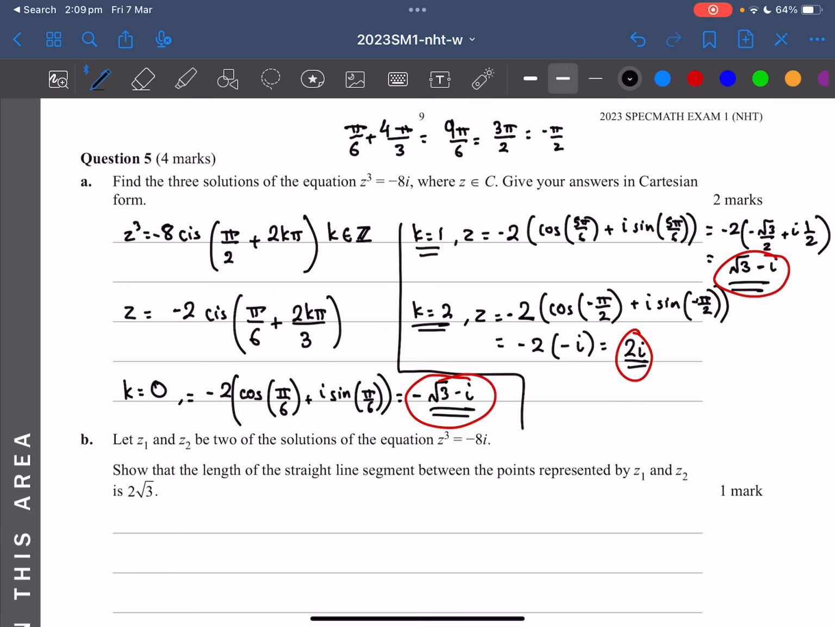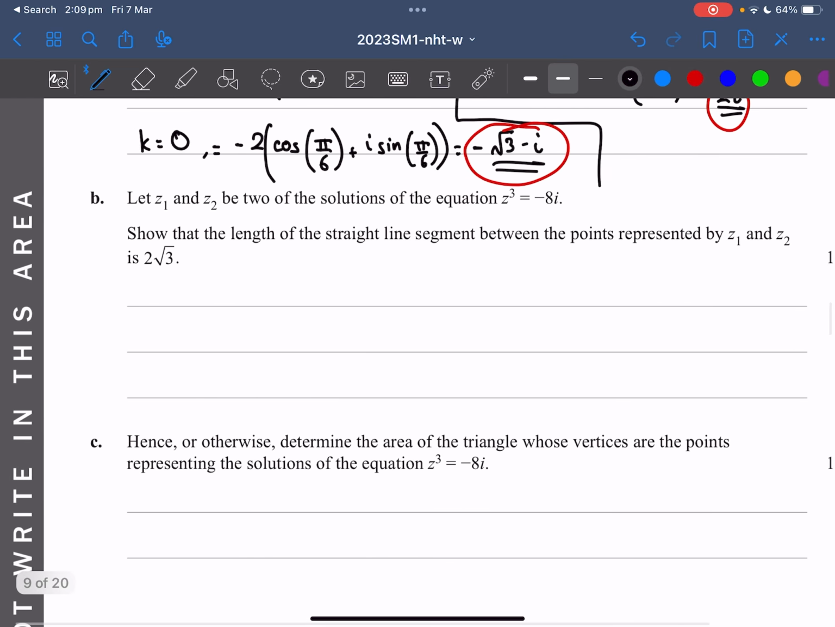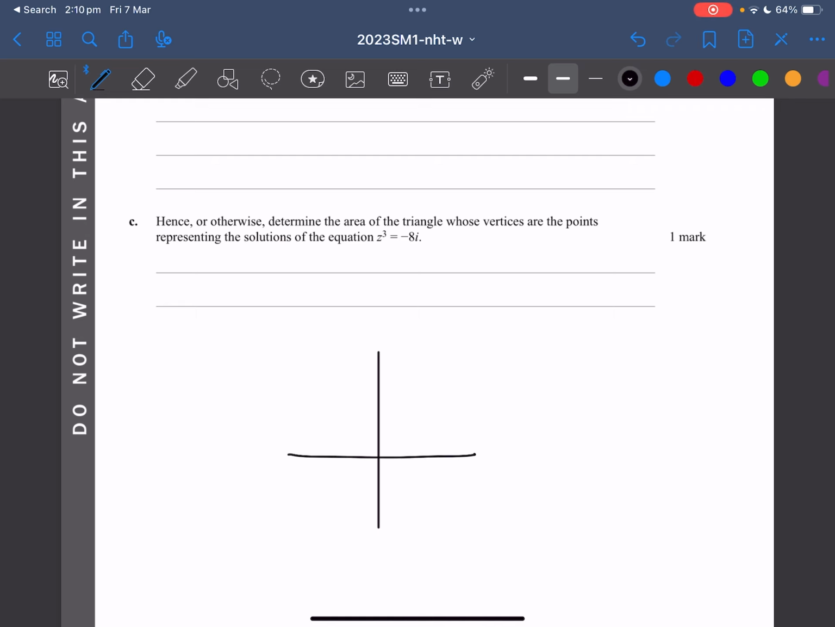Hopefully that made sense. All right, so let Z1 and Z2 be the two solutions of the equation. Show that the length of the straight line segment between the points Z1 and Z2 is represented by this. Okay, so if that is the case, let us quickly plot the diagram.